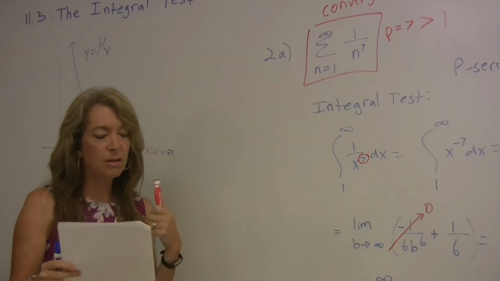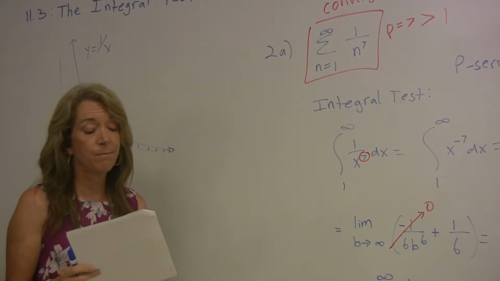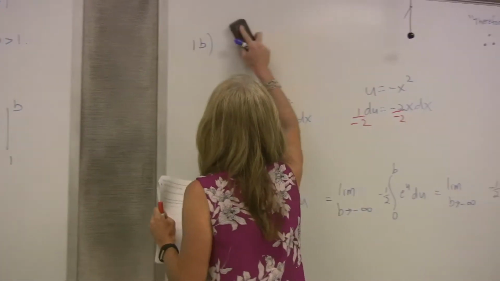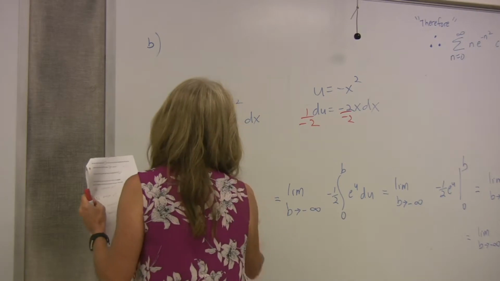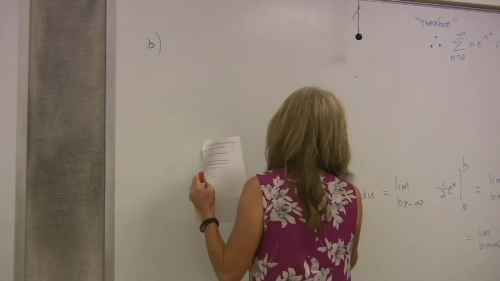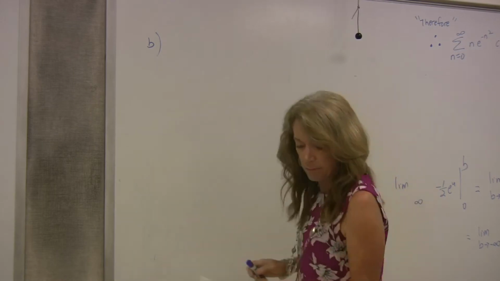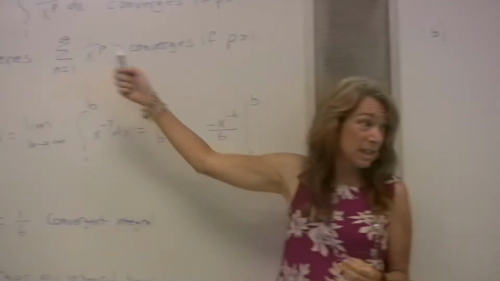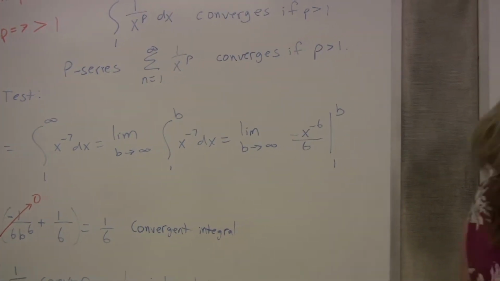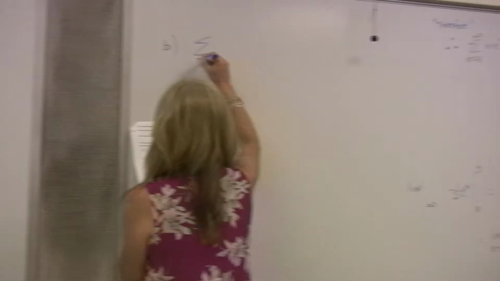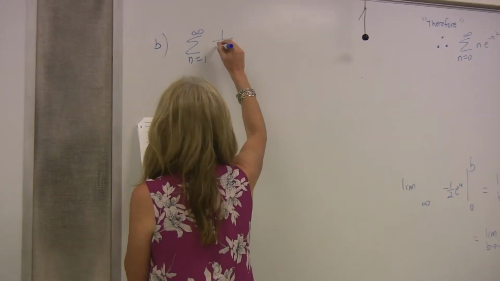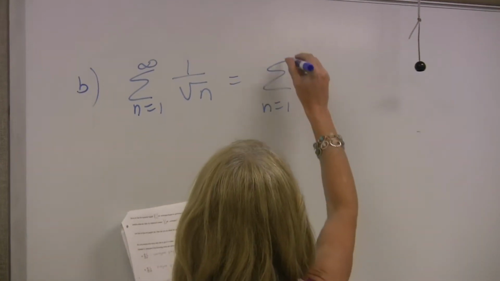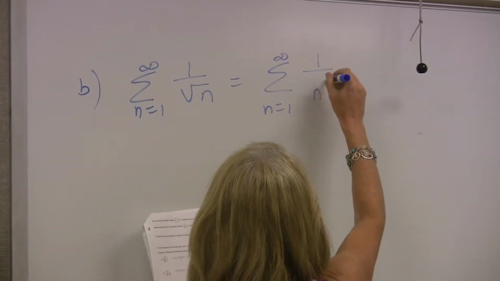So you should be able to do the next one just by looking at it. Example 2b. He says p equals 1/2. That's a square root, right? Well, it's positive 1/2. The p series has the n to the p in the denominator. Yeah, diverges. Let's write it up here. N equals 1 to infinity, 1 over square root of n. So that is 1 over n to the 1/2.